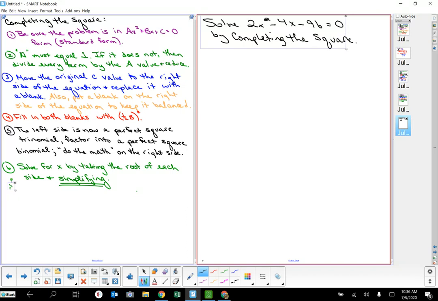All right, well, let's take a look at the page on the left. The first purple step: be sure the problem's in ax squared plus bx plus c equals 0, standard form, which it is. So we're going to go to step 2, the green step. The a value must equal 1. Well, that's this guy, and it definitely is not 1. So it said, if it does not, then divide every term by the a value and reduce. So we're going to divide by 2, divide by 2, divide by 2. Every term, even the 0, that's kind of unnecessary, but just so you see it happening.